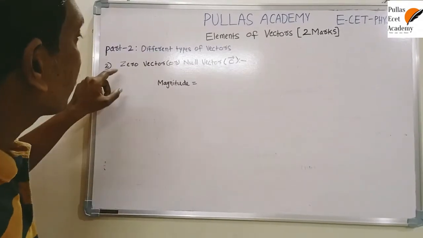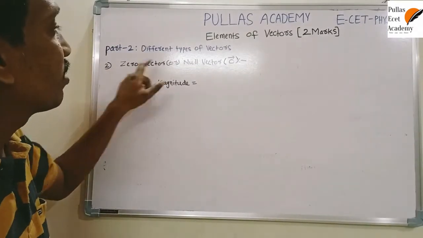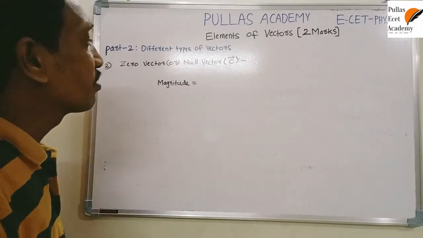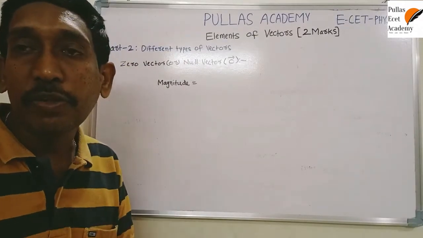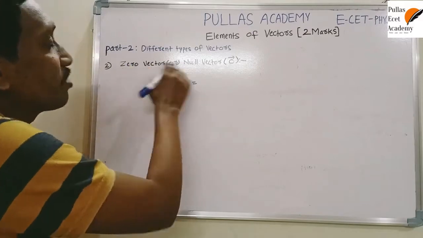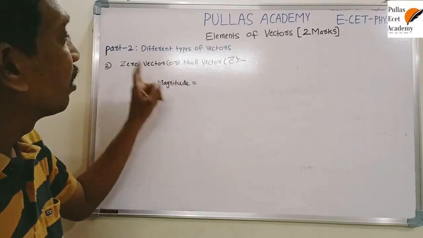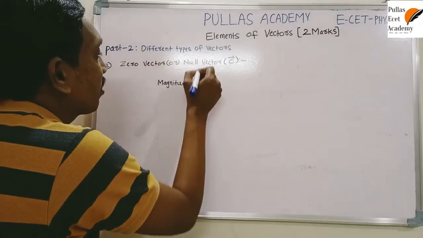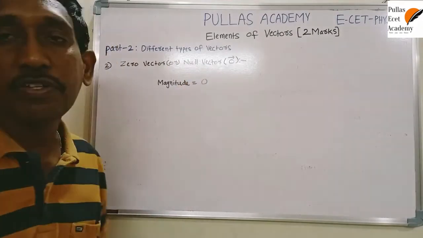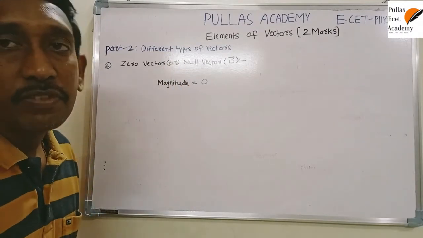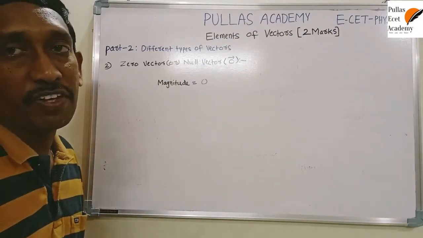Now we are going to discuss the second type of vector, that is the zero vector or null vector. What is a zero vector? A vector whose magnitude is 0 is called a zero vector. That means zero vector magnitude is 0. So what is the direction of a zero vector? It does not define any direction.